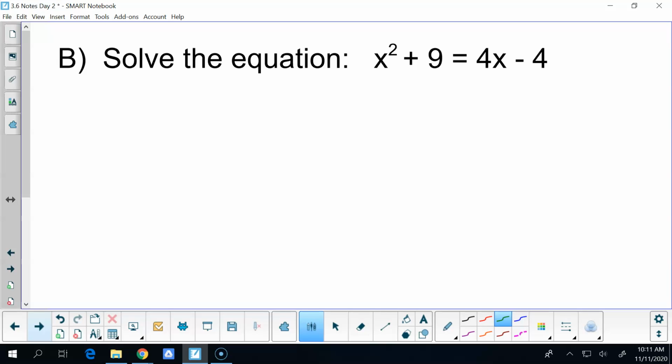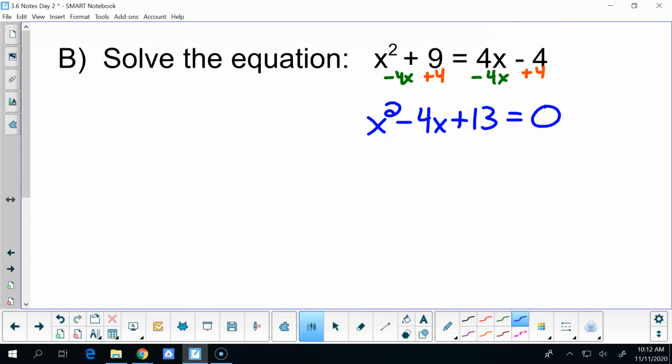Kick it up a notch. So now we've got x squared plus 9 equals 4x minus 4. The first thing we're definitely going to want to do is get this equal to 0. So I'm going to subtract 4x from both sides. At the same time, I'm going to add 4. That's going to give me x squared minus 4x plus 13 equals 0.